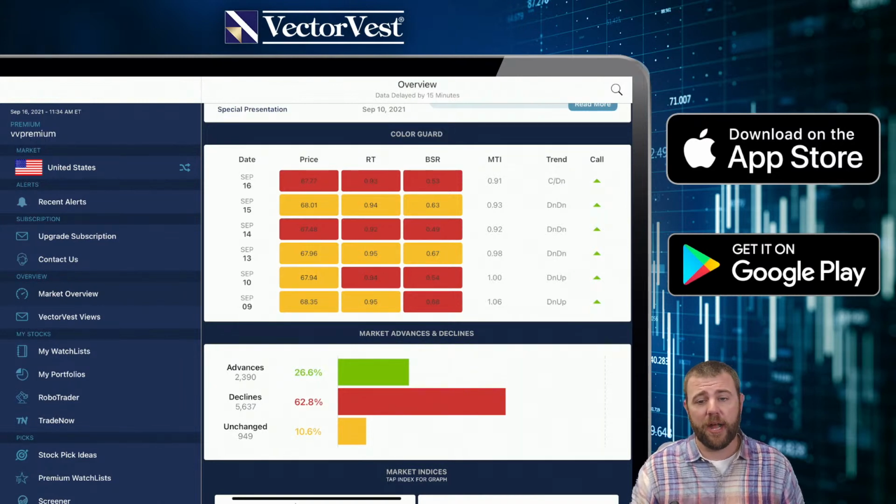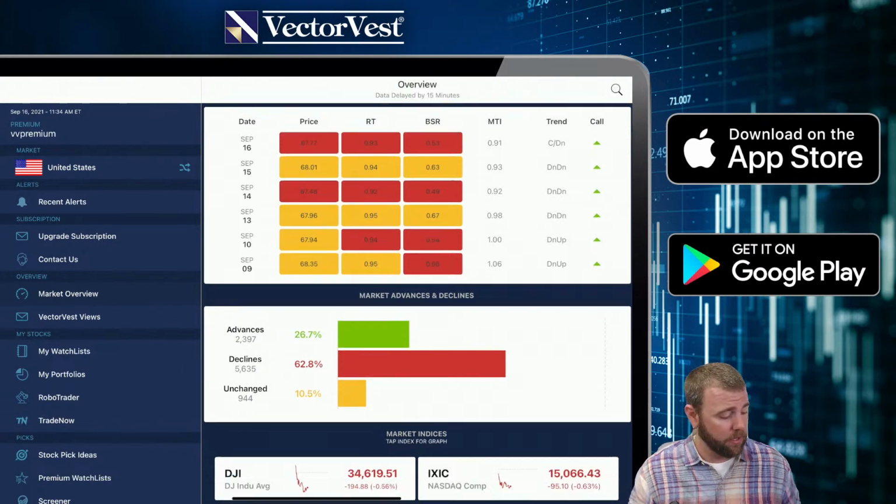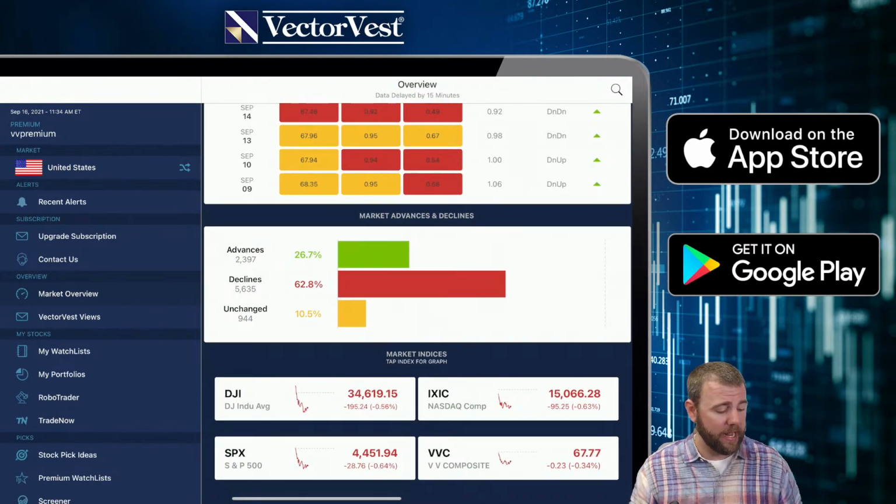Looking at the advances and declines, advances are sitting at 27% up, decliners 63%. So decliners still definitely outpacing the advances here today. Then as we scroll down, Dow's down about a little over 0.5%, Nasdaq's down about 0.6%, S&P's down about 0.6%, VectorVest composite down about 1/3%. So we have seen a slight pickup on the major indices, but nothing substantial or nothing to really give us hope that the market's going to be reversing anytime soon here today.